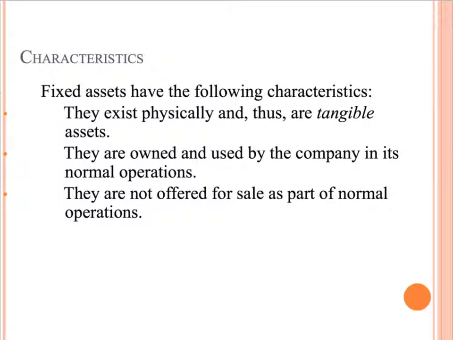What are the characteristics of fixed assets? Well, they are tangible. That means that they physically exist. You can touch them. They are owned by the business and used by the business in its normal operations. This means the asset is producing revenue for the company. They are not offered for sale as part of a normal operating activity. It means it's not their inventory.